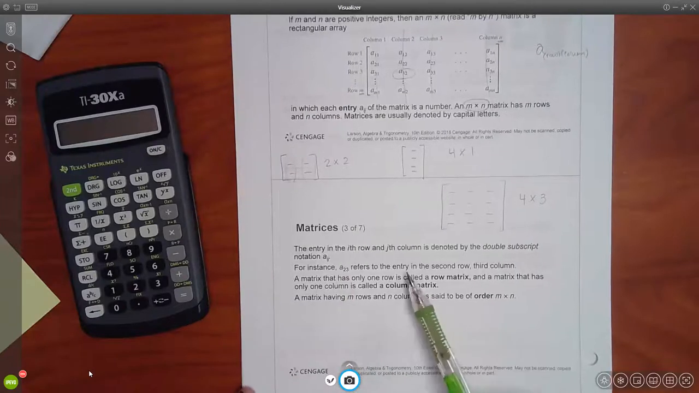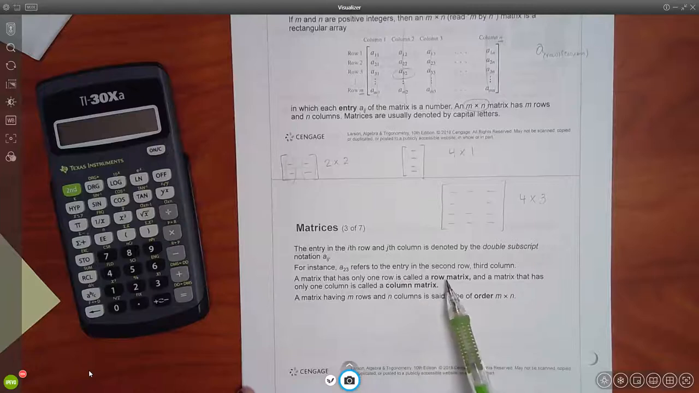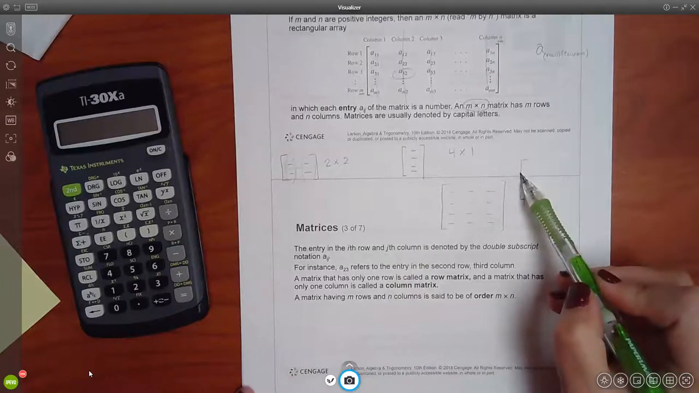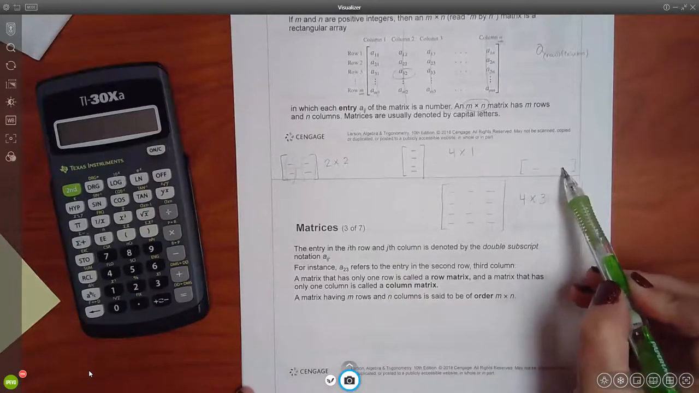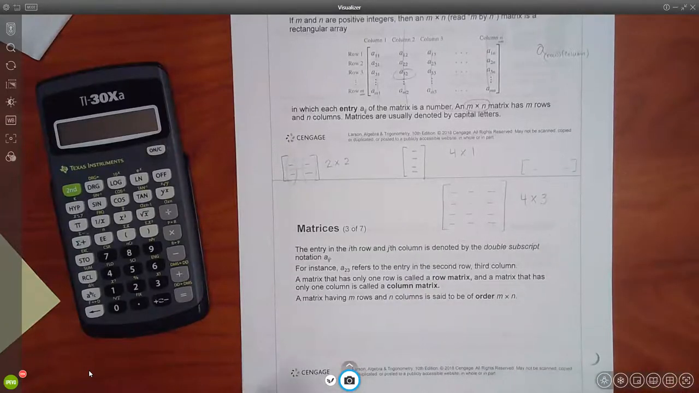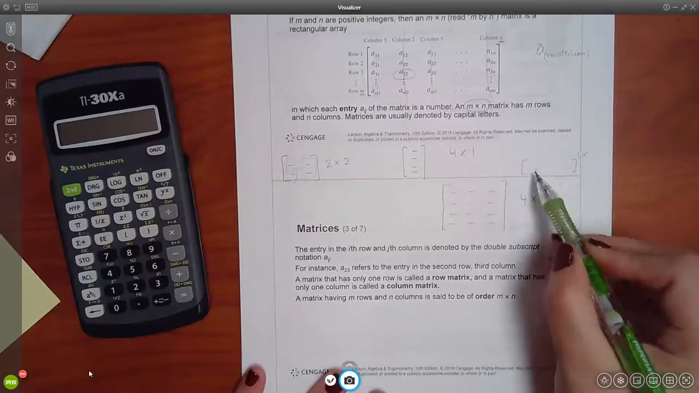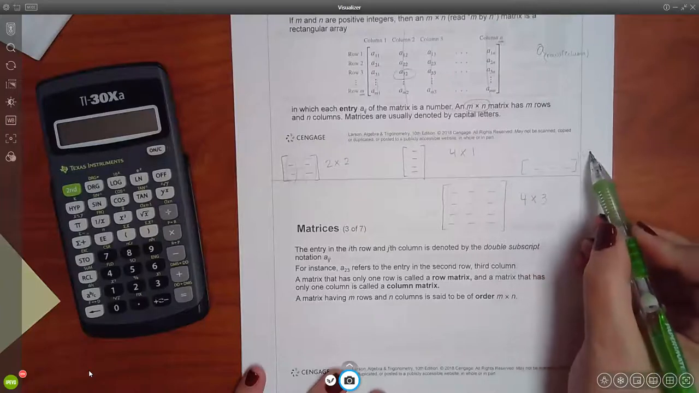And a matrix that has one row is called a row matrix. And a matrix that has only one column is called the column matrix. So this guy right here was a column matrix, right? If I would have had a matrix like this, that one would have been called the row matrix, okay? And it has only one row, but it does have three columns.